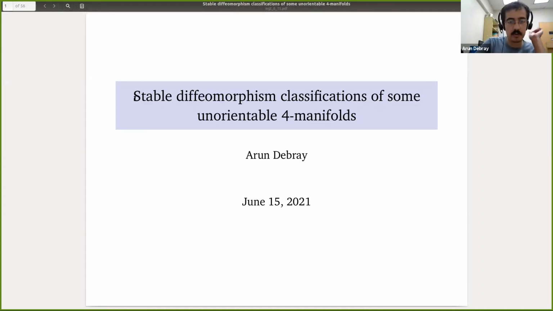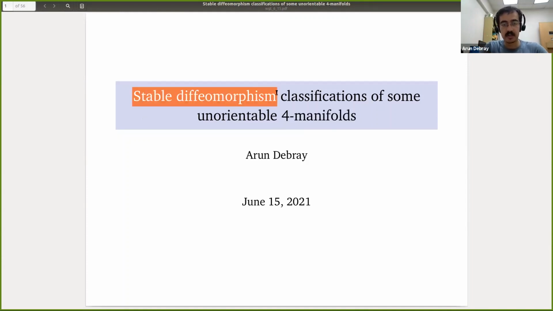So I'm going to talk about, as mentioned, stable diffeomorphism classification of some unorientable four manifolds. So four manifolds, this is a classification question in topology, not up to diffeomorphism, which is really hard, but stable diffeomorphism, which is a little easier.